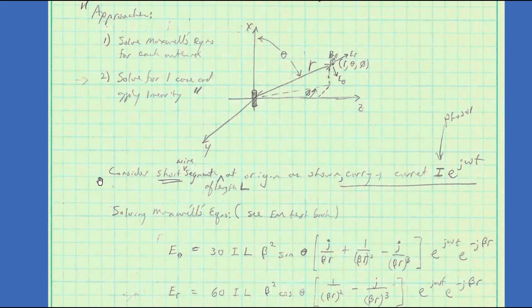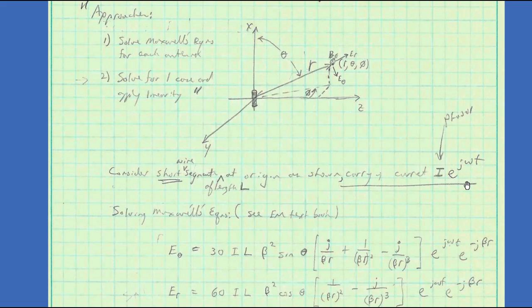And this line right here in the notes says what I said before. We consider a short wire segment at the origin, as shown, carrying a current, I, and then there's this e to the j omega t thing. Now, I know math is a foreign language unless you've got an undergraduate degree, so I don't expect anybody to follow this unless they do have that background.